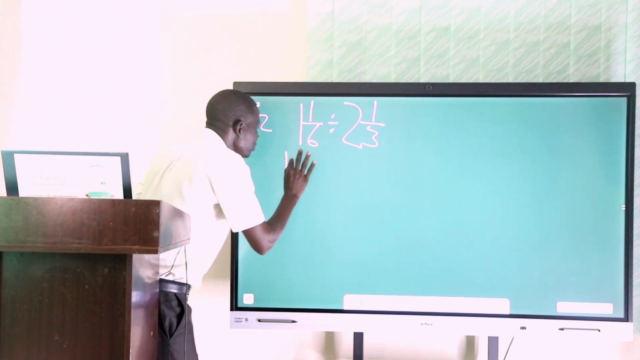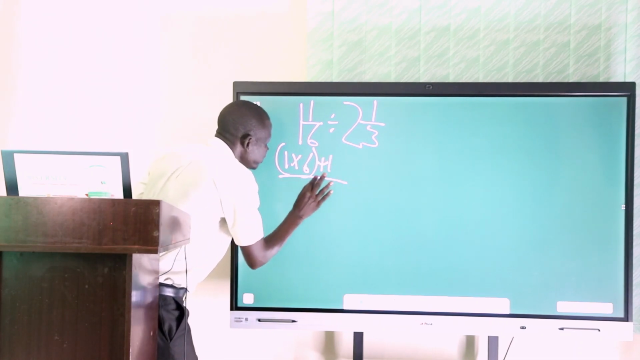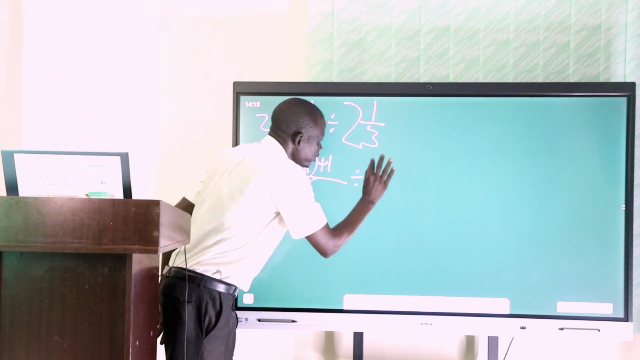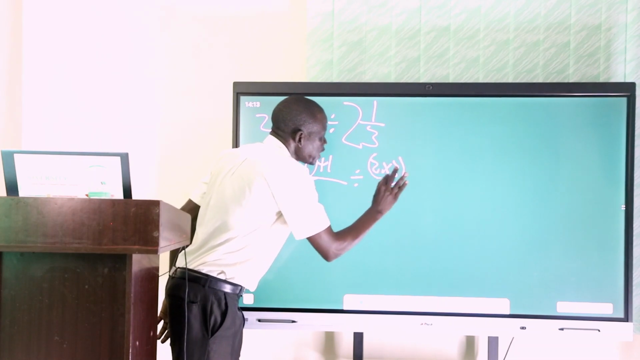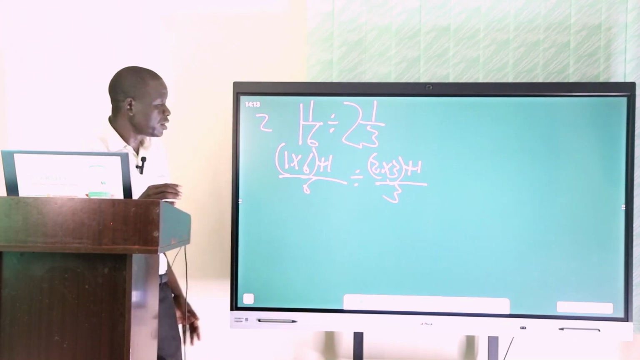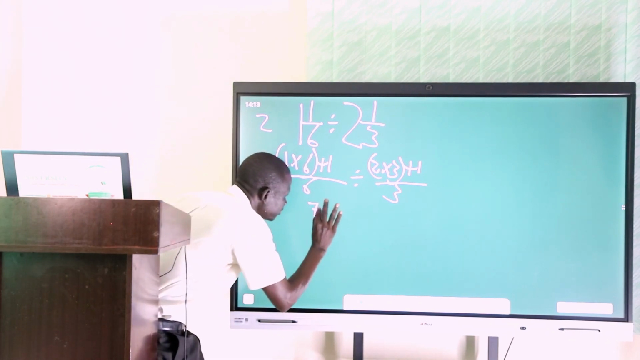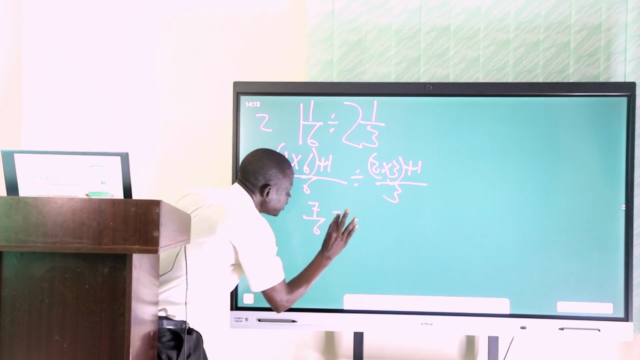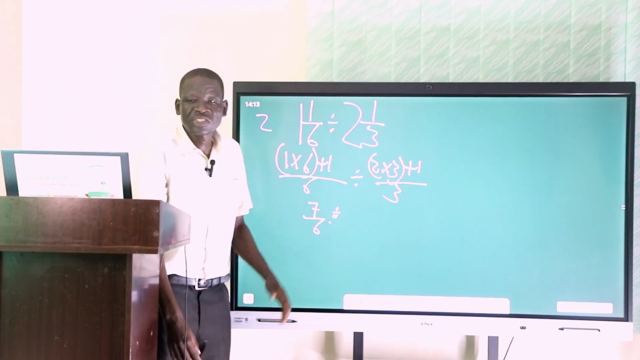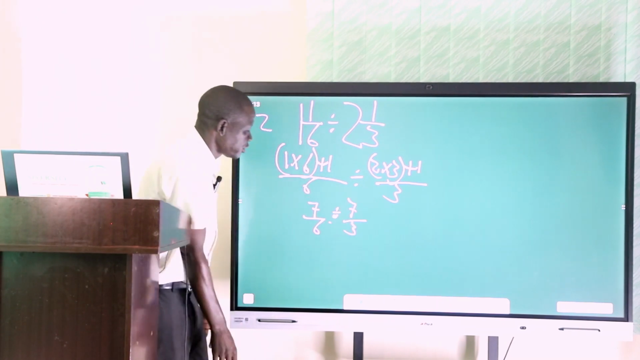So here we shall say 1 times 6, then plus 1, all over 6, divided by 2 times 3, then plus 1, all over 3. Then we simplify. 1 times 6, you get 6 plus 1, we now get 7 all over 6, divided by 2 times 3, you get 6 plus 1, we also get 7 all over 3.